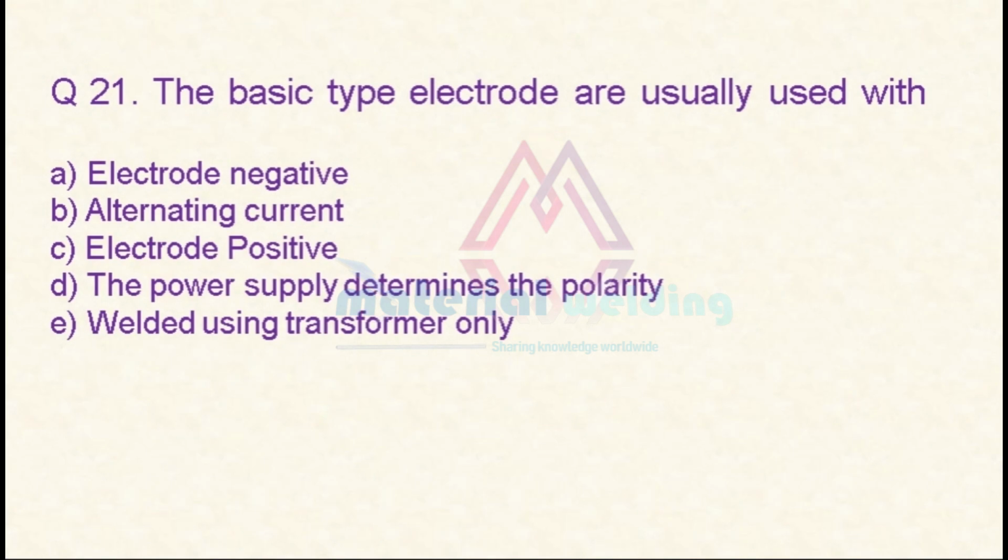Question 21. The basic type electrodes are usually used with A. Electrode negative. B. Alternating current. C. Electrode positive. D. The power supply determines the polarity. E. Welded using transformer only.